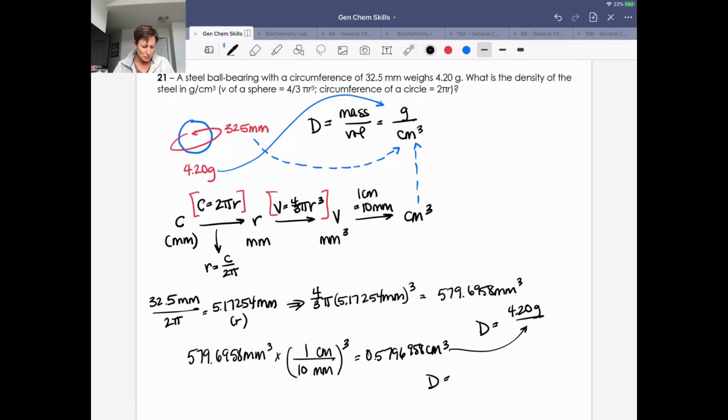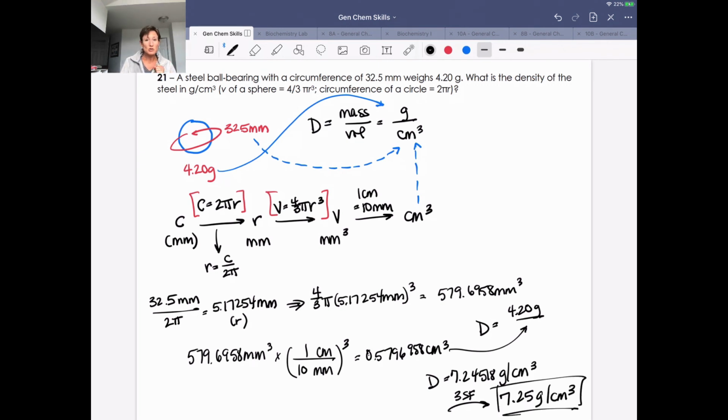So density is going to be equal to, let's see, 7.24518 grams per cubic centimeter. I'm going to go ahead and round to 3 significant figures here, looking back at my problem, right? These both have 3 significant figures. So rounding to 3 significant figures gives me 7.25 grams per cubic centimeter.